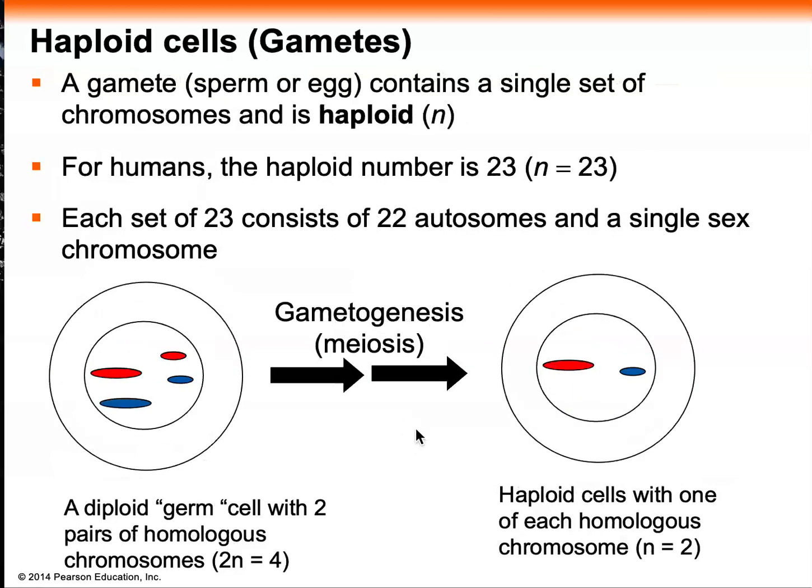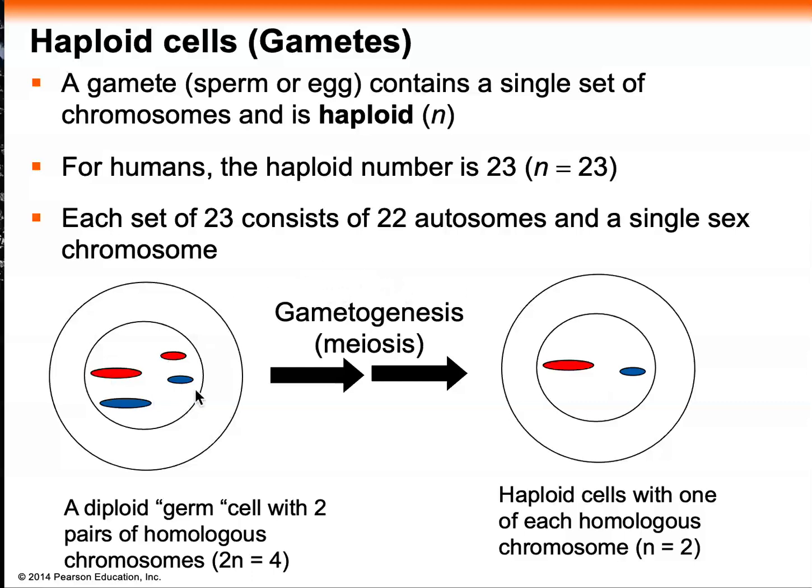Now, haploid cells are the sex cells, the gametes. They have just a single set of chromosomes, and we call that haploid, when you just have 1 of each chromosome, and that is given the symbol N. So the haploid number for humans is 23. And so it makes sense, if you're going to make a diploid cell, the mother and the father's gametes are going to combine together, each with their 23, to reconstitute a diploid cell, which has 46.